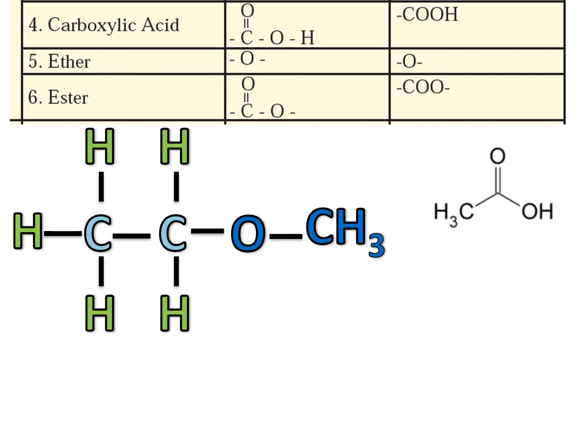Now the next one is OCH3, ether. In ether, oxygen is bonding with two different groups. Here it is CH3. This is the example, CH3CH2OCH2CH3. So the oxygen is nothing but a medium of bonding two different alkyl groups.